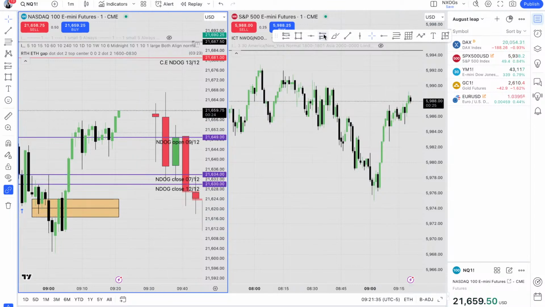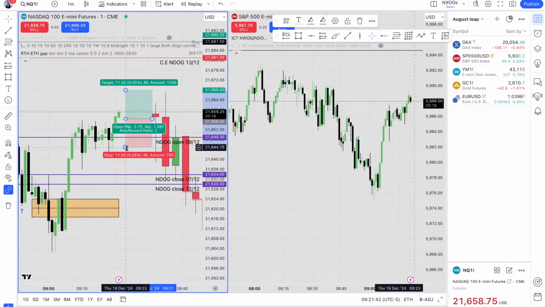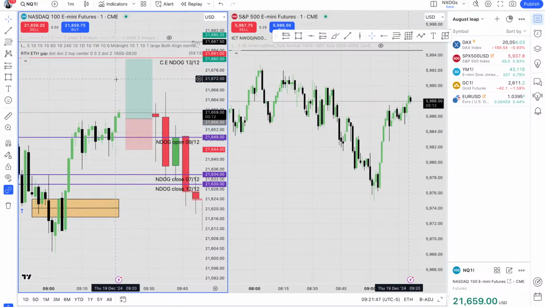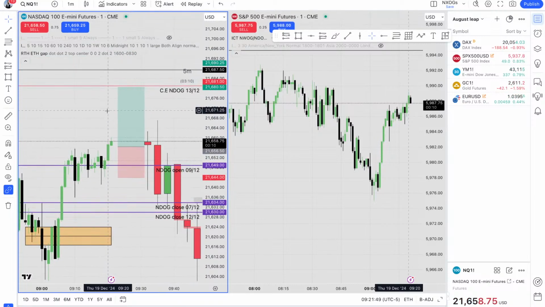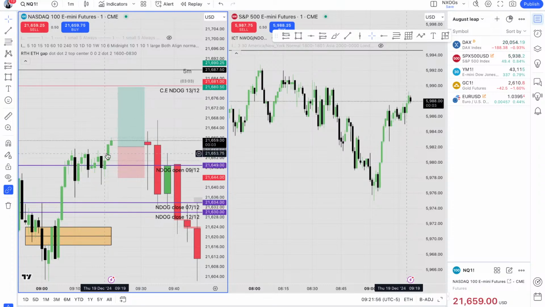This one can actually be an interesting one. Let me see the stop loss here. Let me see if it creates a fair value gap. Because here we have a fair value gap overlapping with a breaker and with an order block.